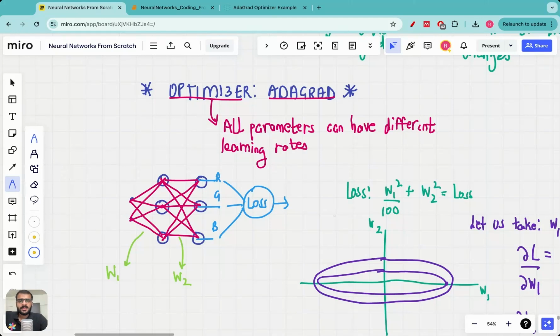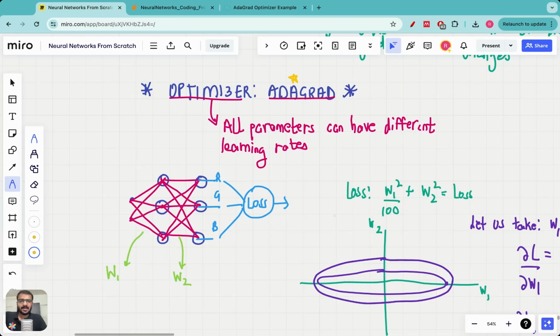Hello everyone, welcome to this lecture in the Neural Networks from Scratch series. Today, we are going to learn about an important optimizer for neural network training, and that optimizer is called ADAGRAD.